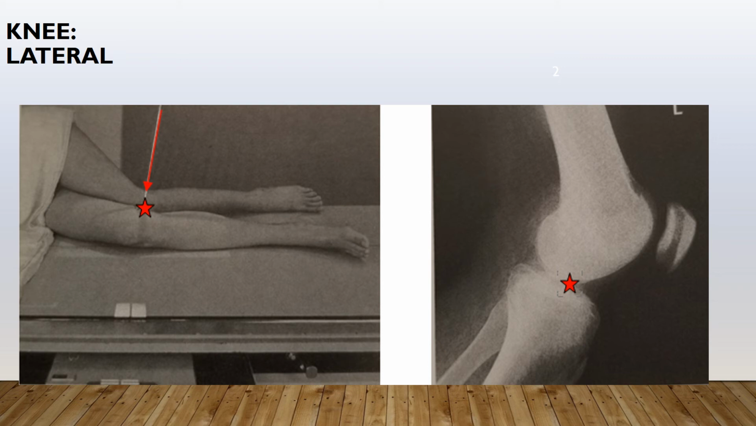The patellofemoral and knee joints are open. True lateral with no rotation. Femoral condyles are superimposed. The patella is in profile and the patellofemoral joint is open. Soft tissue and sharp bony margins and trabeculation are clearly demonstrated.